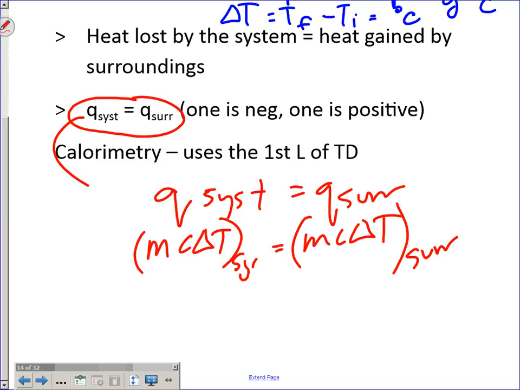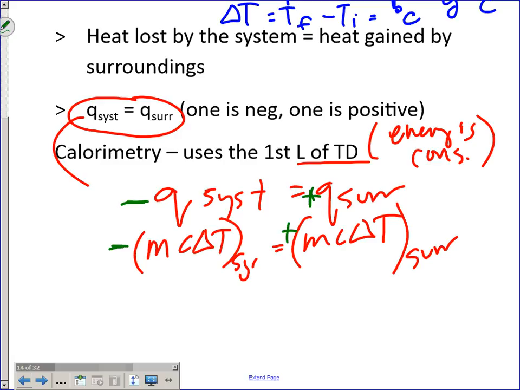And that's due to the law of thermodynamics. What am I talking about there? The first law of thermodynamics, energy is conserved. It's neither lost nor gained by the universe as a whole, but individually, a system can lose energy and a surrounding would gain it, or vice versa. Just make sure you put your sign on the appropriate side as we do questions like this.